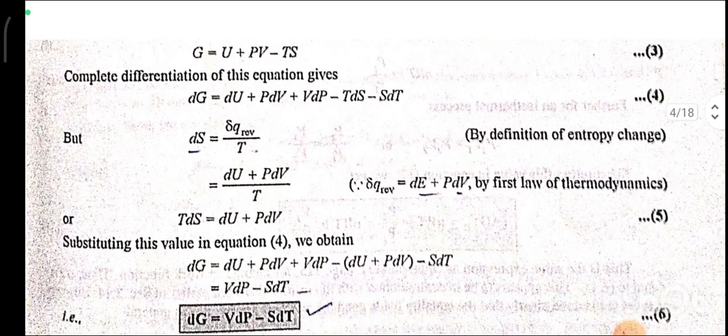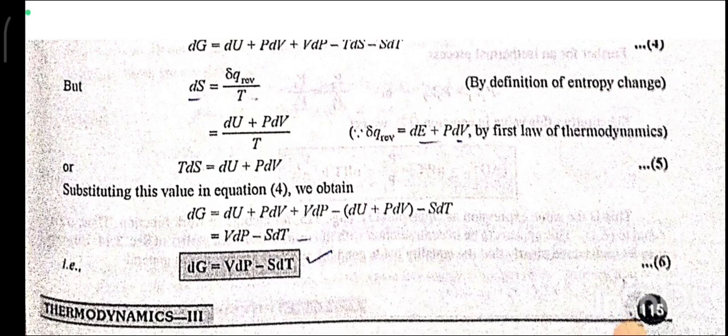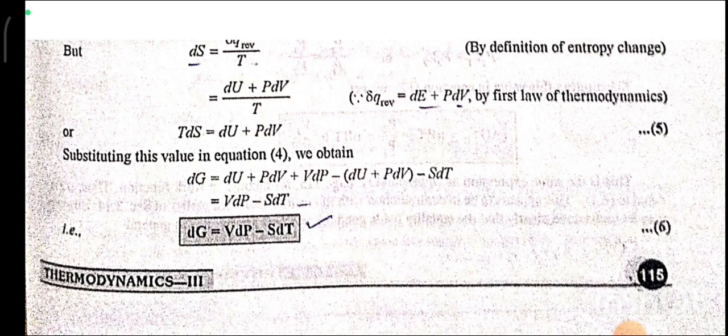Complete differentiation of this equation gives dG = dU + PdV + VdP − TdS − SdT. Since dS = δq reversible / T, it becomes TdS = dU + PdV, equation number 5.